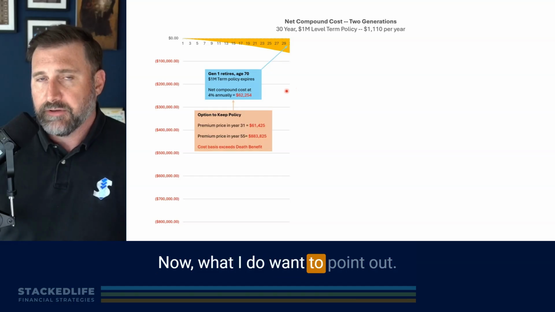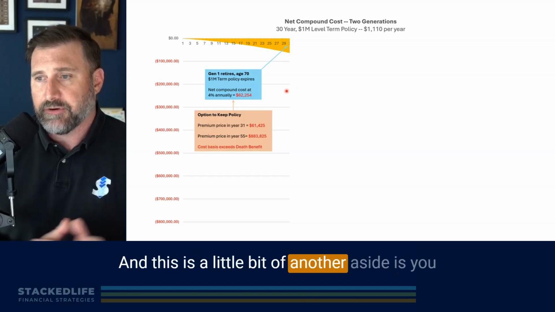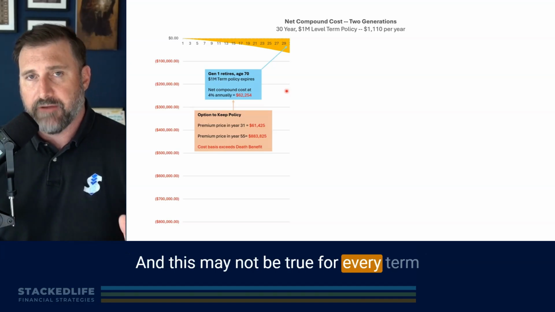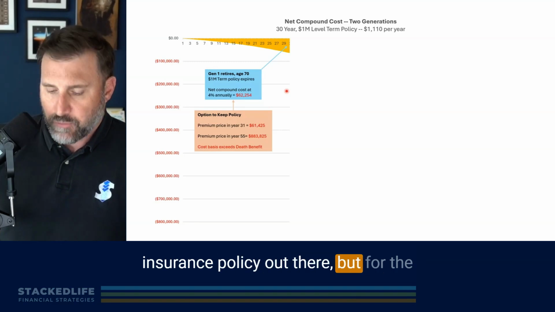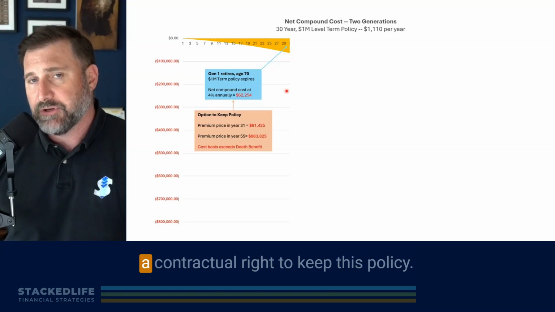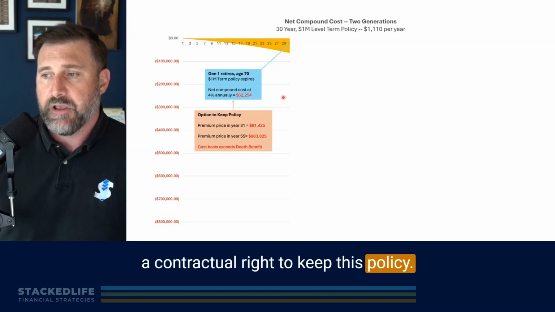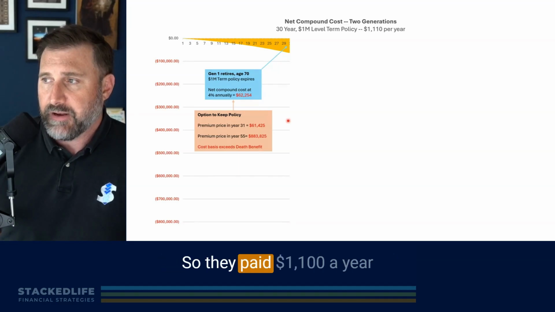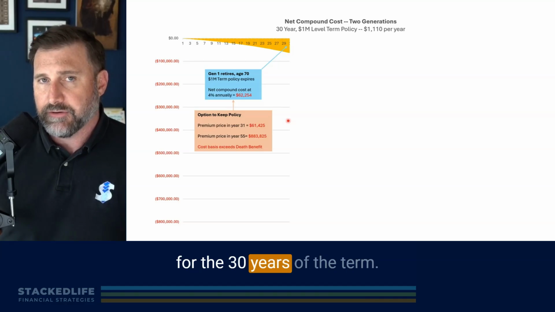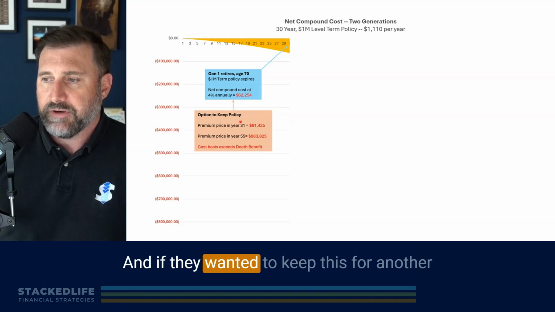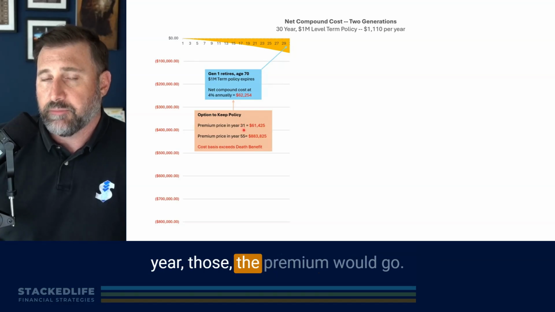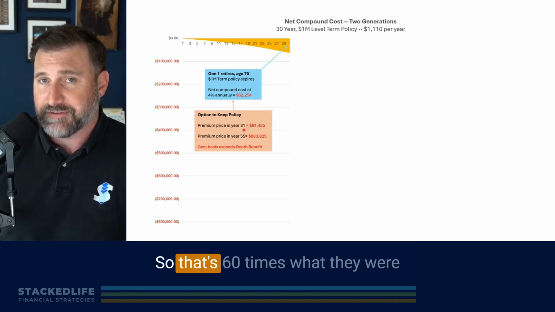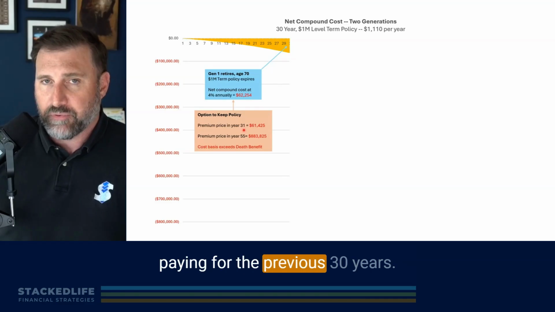Now, what I do want to point out, and this is a little bit of another aside, is you actually could keep this insurance policy. This may not be true for every term insurance policy out there, but for the one I'm looking at, you actually do have a contractual right to keep this policy. But what happens is the premiums go way up from here. They paid $1,100 a year for the 30 years of the term, and if they wanted to keep this for another year, the premium would go from $1,100 to $61,000. That's 60 times what they were paying for the previous 30 years.